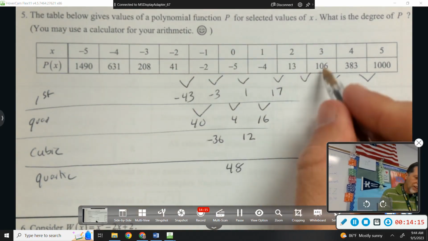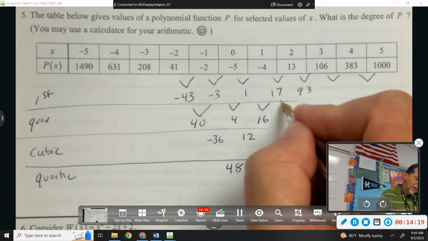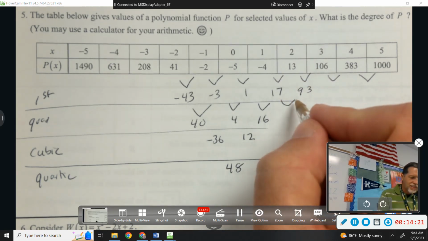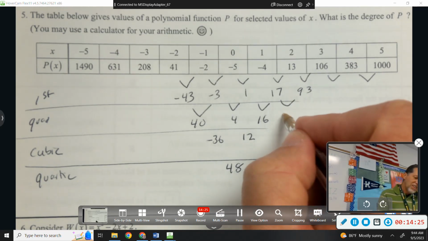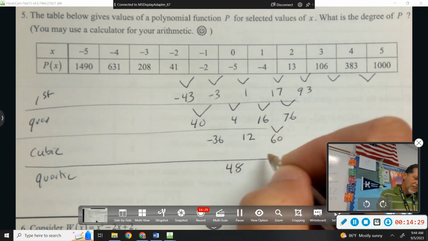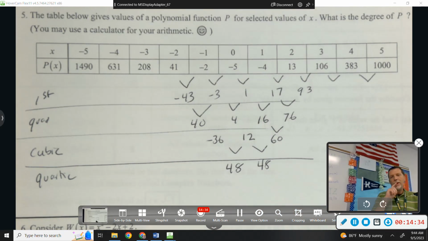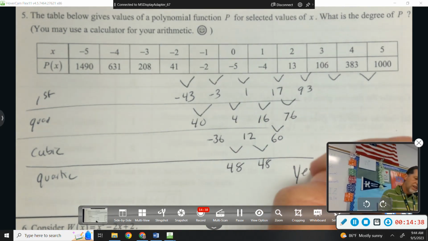Let's do this end. This end looks a little bit easier. That's 93. That's 76. That's 60. And that's 48. Okay, we got a match. Yuck. Yes, it's quartic.